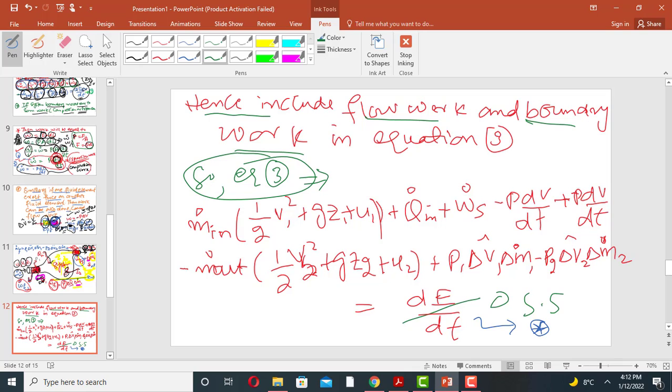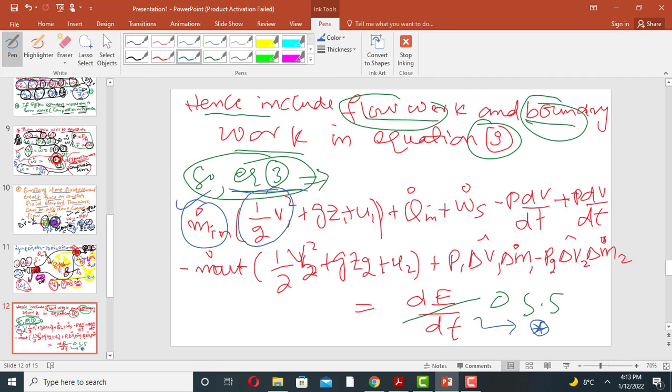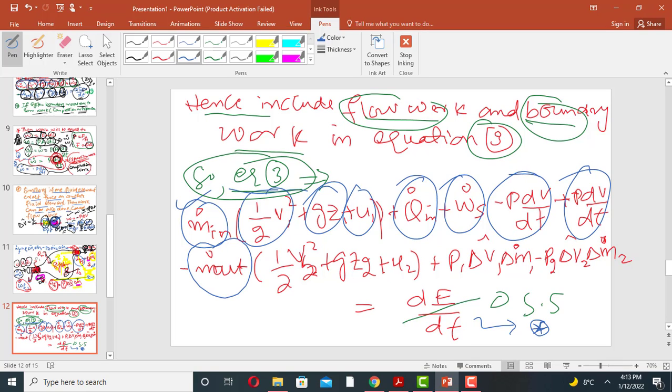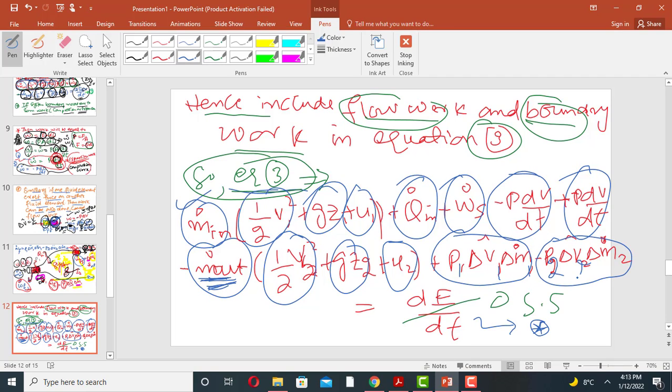So equation number 3 will become equal to, this is the inlet mass, it carries some kinetic, potential, and thermal energy, this is the heat entering the system, the shaft work, this is the compressional work, this is the expansion work, and this is the energy out due to the mass flow rate which leaves the system, carrying with itself kinetic energy, potential energy, and thermal energy. And this is the flow work at position number 1, and the flow work at position number 2, and this is the change in energy in the control volume with the passage of time.